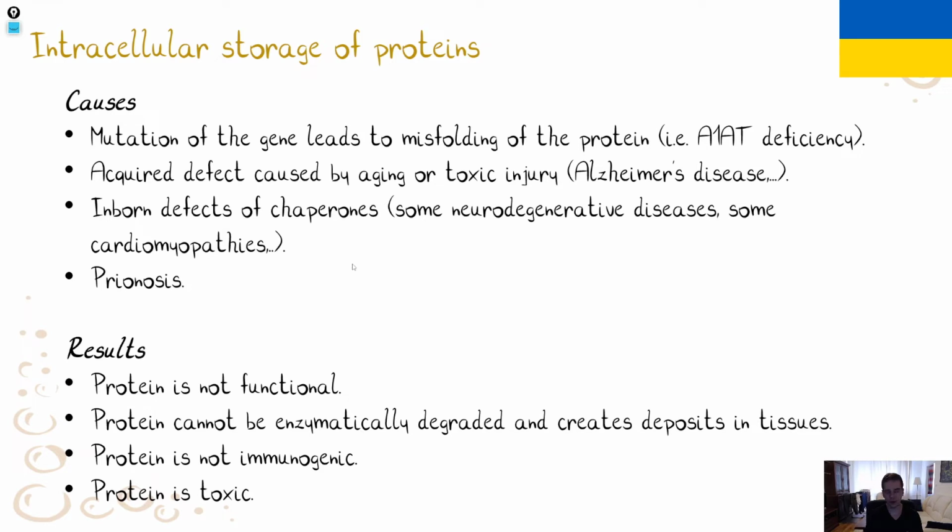And what is the result of the pathological conformation? Well, first of all, the protein is not functional. It doesn't work properly. The protein cannot be enzymatically degraded and creates deposits in tissues. It starts to store. The protein can be toxic as well, even without depositions. And the problem is also that the protein is not immunogenic, which means that it cannot be attacked properly by our immune system, because the sequence of amino acids is the same, but there is a problem with the conformation.